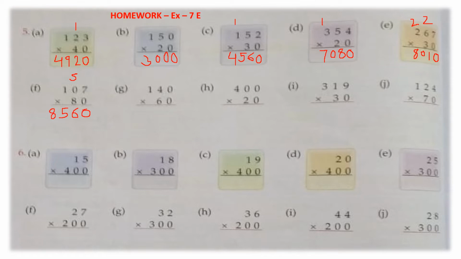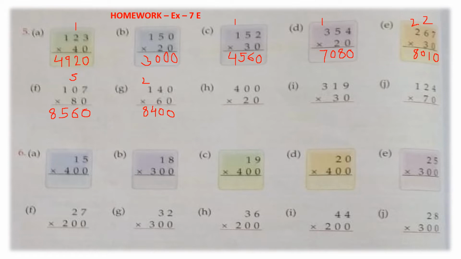Then G part children 140 multiplied by 60. Now 2 zeros are there you can see. So write 2 zeros in the answer part and multiply 14 with 6. So 6 fours is 24. Now 4 you will write down and 2 as carry. 6 ones are 6 plus 2 carry is 8. Or if you remember the table, 14 sixes is also 84. So you can write it in this way. So 8400.